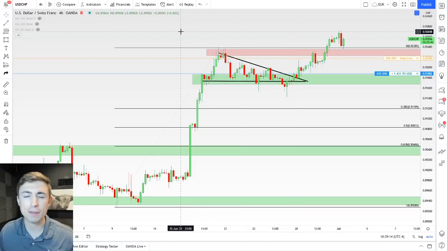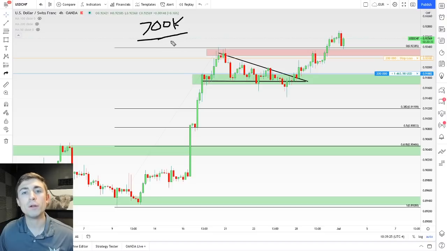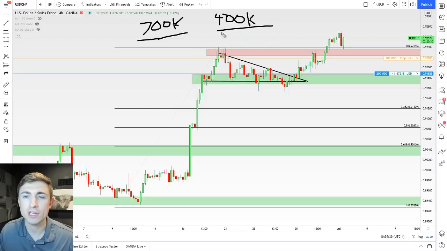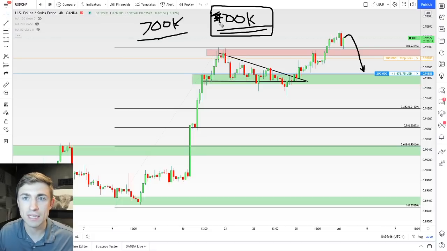Because let's say, for example, the numbers did come out very, very poor. Remember, I said 700K is the forecasted amount for new jobs created. Well, if that comes out at 400K, yes, it's still a positive figure, and yes, there is still growth in jobs, but being less than forecasted by a substantial amount could cause the dollar to drop dramatically. On the flip side, if the actual comes out at 700K, or even 900K, if we get better than expected, this dollar is set to rally.